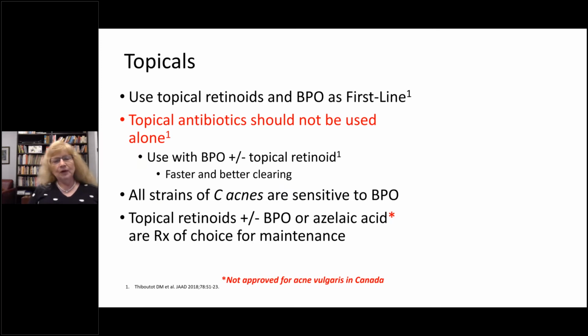So I think we want to use topical retinoids and benzoyl peroxide as first line. Do not use, or I really would caution you not to use, antibiotics as monotherapy. If you are going to use them, use them with benzoyl peroxide and a retinoid. When you're using them with these products, they actually decrease the irritation that you can get with a retinoid and the irritation you can get with benzoyl peroxide. So it makes the product more tolerable. All strains are sensitive, and when you're looking at maintenance therapy, by the Global Alliance for acne, topical retinoids, benzoyl peroxide, or azelaic acid were felt to be the best maintenance therapies.